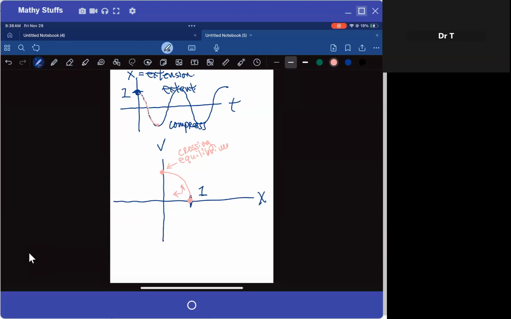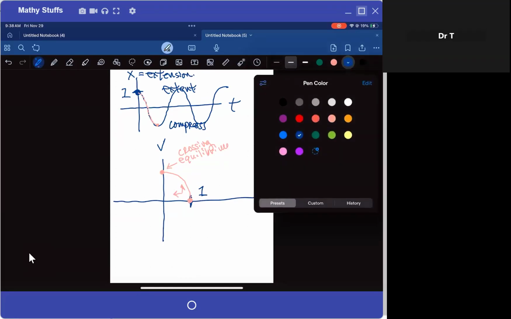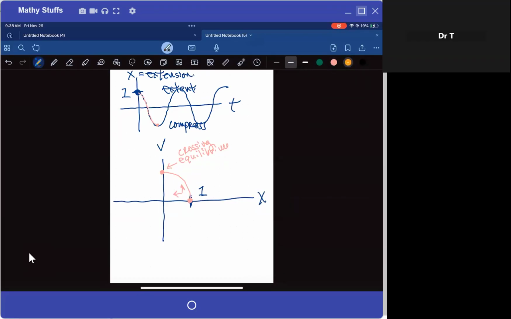And then what happens? Let's actually do this in multiple colors on that graph. So next, orange isn't a good contrast, just do yellow. So now I'm at maximum compression and I start to extend again.